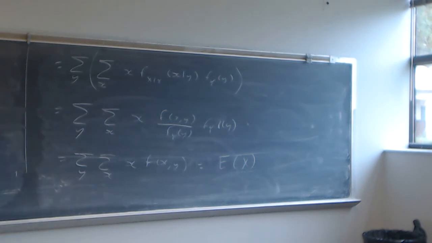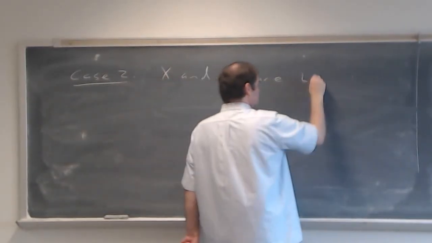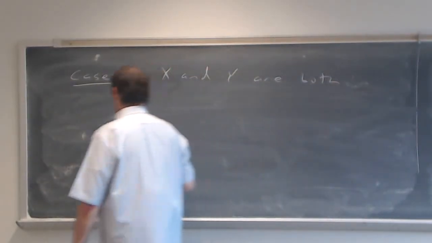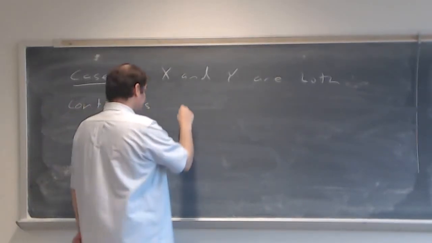Oh, I said that's the end of the proof, but I should have got another case. But I'm not going to prove it. I'm just going to write a comment about it. So for case 2, x and y are both continuous. Here's what I'll tell you. This case is analogous.